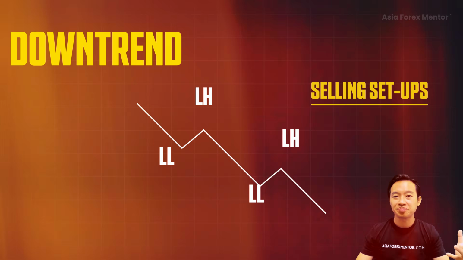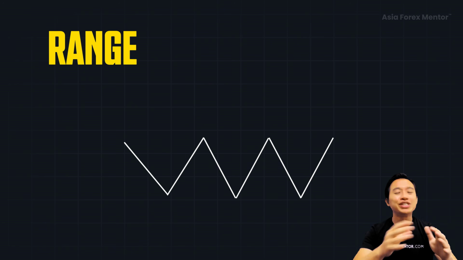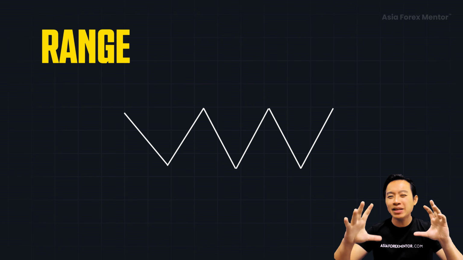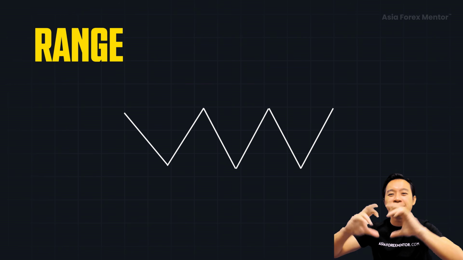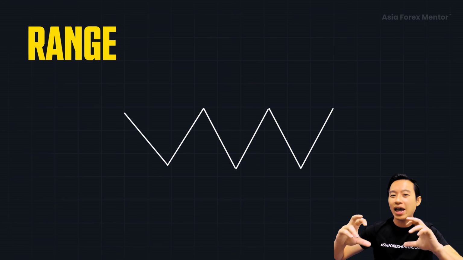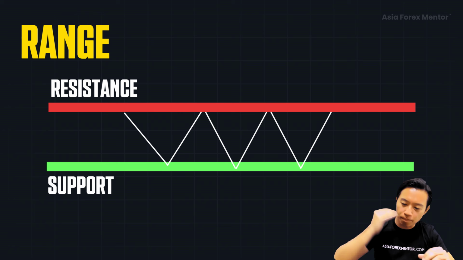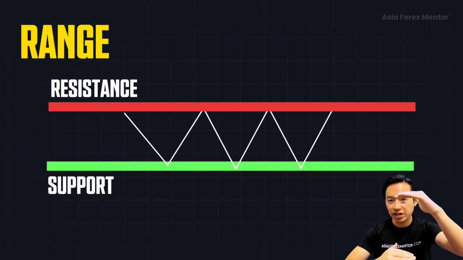And the third one, range, which is a sideways movement. That means there is a lot of indecision in the market. So that's where you can play the support and the resistance levels carefully.